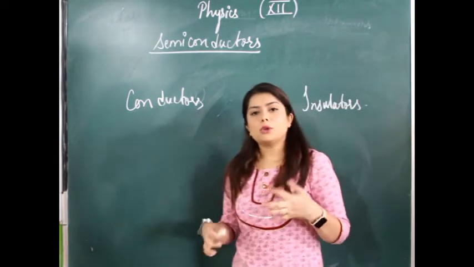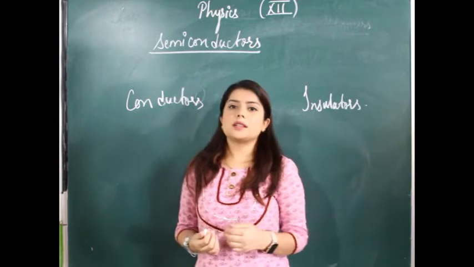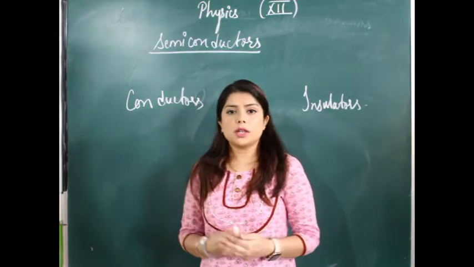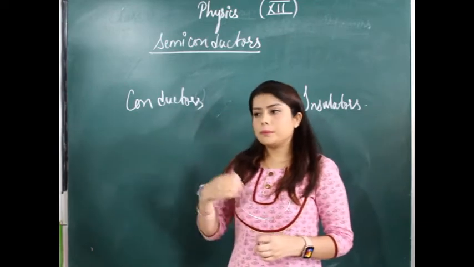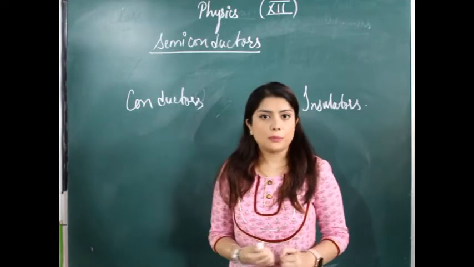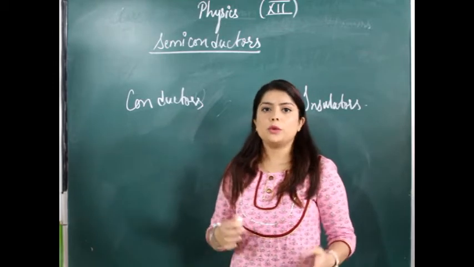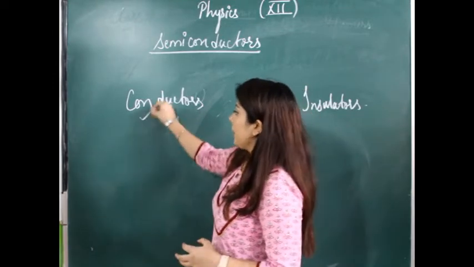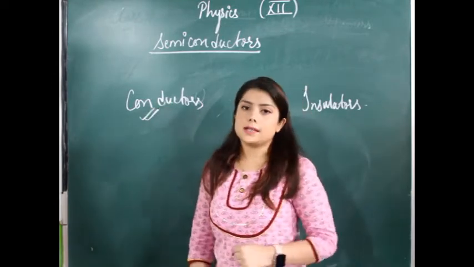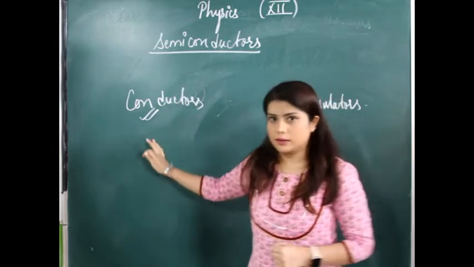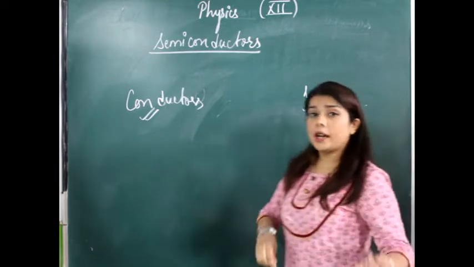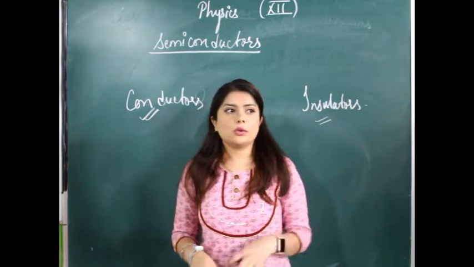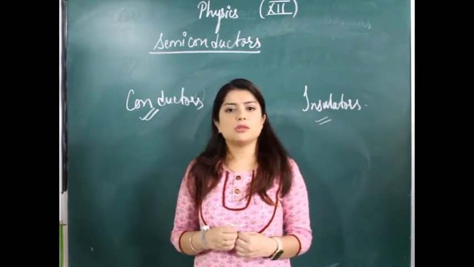What we are talking about over here is electrical conductivity: how efficiently a material lets electrons pass, or current flow within it. Maximum electrical conductivity is of conductors, which are mostly metals. Insulators, on the other hand, have zero electrical conductivity. That means no current will pass through insulators.